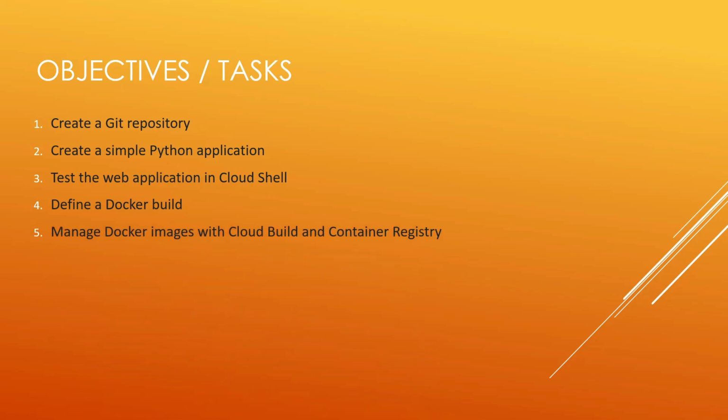Then we're gonna move to manage Docker images with Cloud Build and Container Registry. So we're gonna cover that as well in this project. The sixth task or the sixth objective is to automate build with triggers. So we're gonna automate build because that's what we do as DevOps. We automate stuff. And we're gonna deliver things by using automation, most of it. So that's why we're gonna take this step, automate build with triggers.